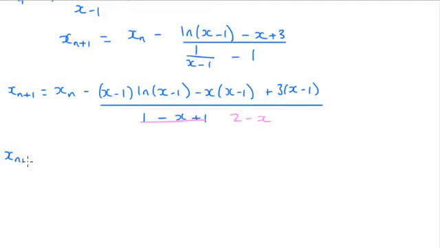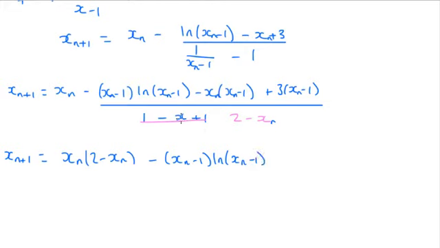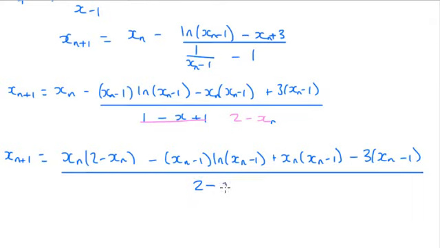So xn plus 1 is going to be x, oh, I should be writing n's in there as well, and up here. xn times by 2 minus xn minus xn minus 1 times natural log of xn minus 1. This is now going to become a plus when I put this all under the denominator 2 minus xn. So this is going to be plus xn times xn minus 1 minus 3 lots of xn minus 1. And the whole thing is now over 2 minus xn.